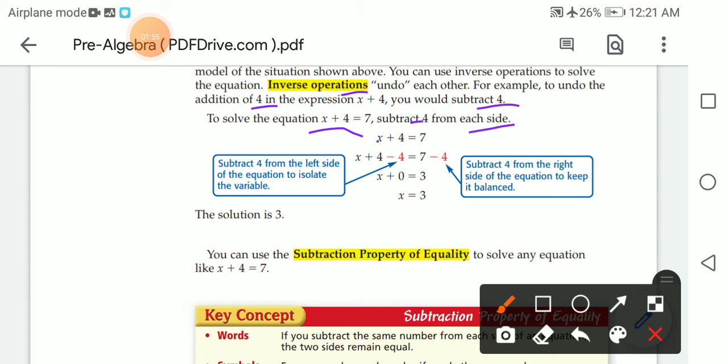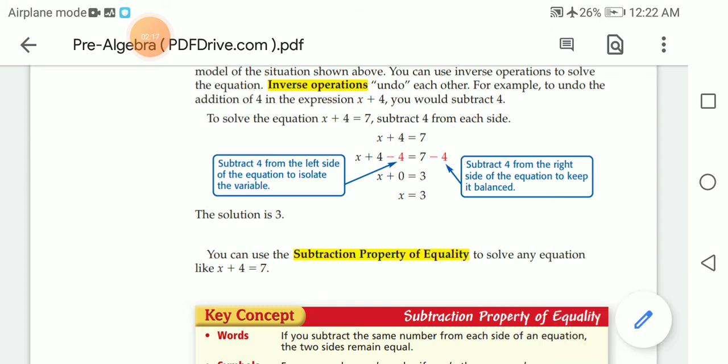So I have here x plus 4 equals 7. What should I do? I want to get rid of positive 4, so I add negative 4 on both sides. X plus 4 minus 4, 7 minus 4. If you erase the 4 from both sides, you have x plus 0, I want it empty, x plus 0 equals 3, x equals 3.